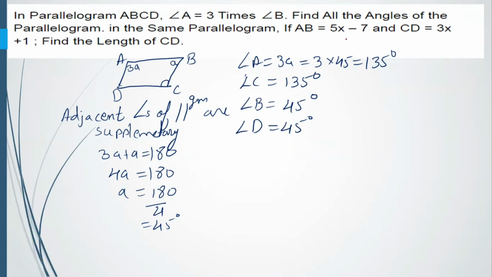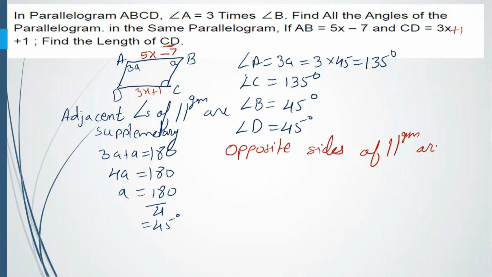Now, AB is given as 5x minus 7, sorry, and CD is given as 3x plus 1. So let us find the length of CD. Even if we are asked for any one, AB and CD are equal. So we use the property of a parallelogram that opposite sides of a parallelogram are equal.